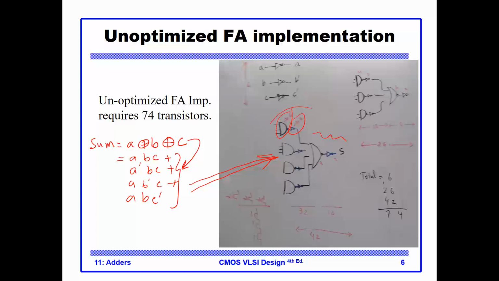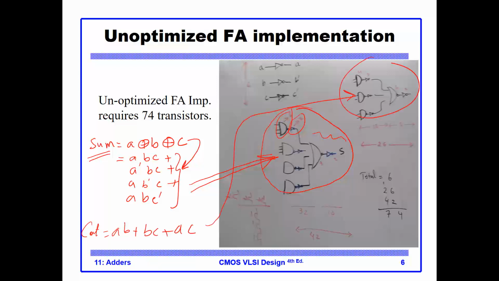All right, so we need that much logic to implement what? To implement the sum, that much circuitry. How about the carry out? The carry out, we said it's AB or BC or AC. So we implement it in this circuit right here. You can see two levels, one level for the AND and one level for the OR. And since we need A prime, B prime, and C prime, we need these inverters.